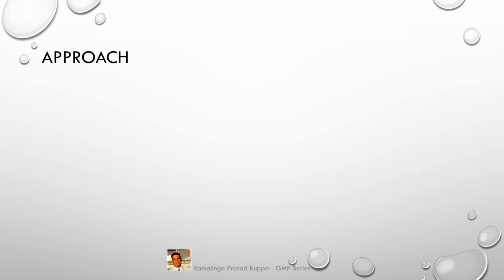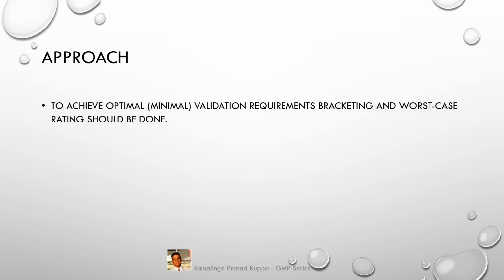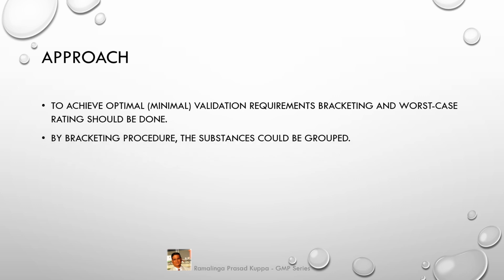Let us see the approach. To achieve optimal or minimal validation requirements, bracketing and worst case rating should be done. If there are 5 equipment trains shared for 10 processes, it may be necessary to have 50 validations to accommodate all the processes, but it is not practical to do that way. By bracketing procedure, the substances could be grouped. Bracketing is achieved by grouping on common factors among the processes.